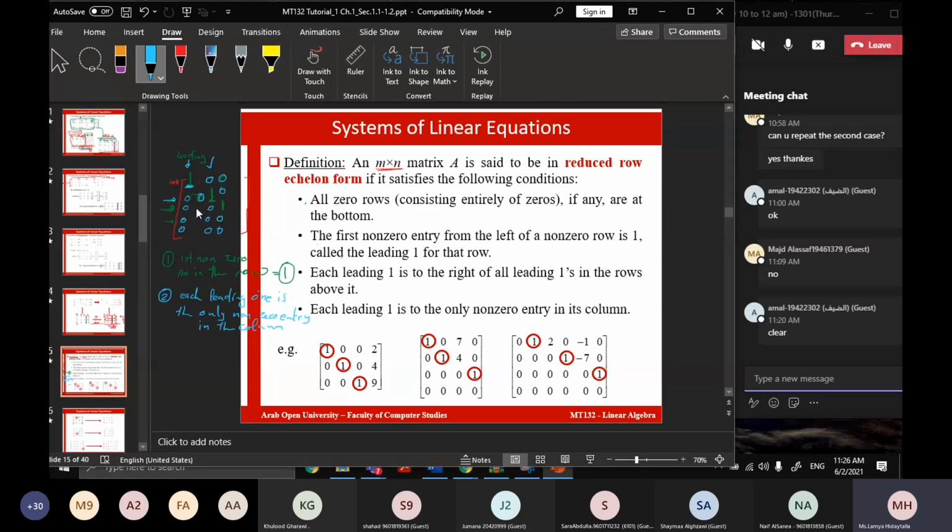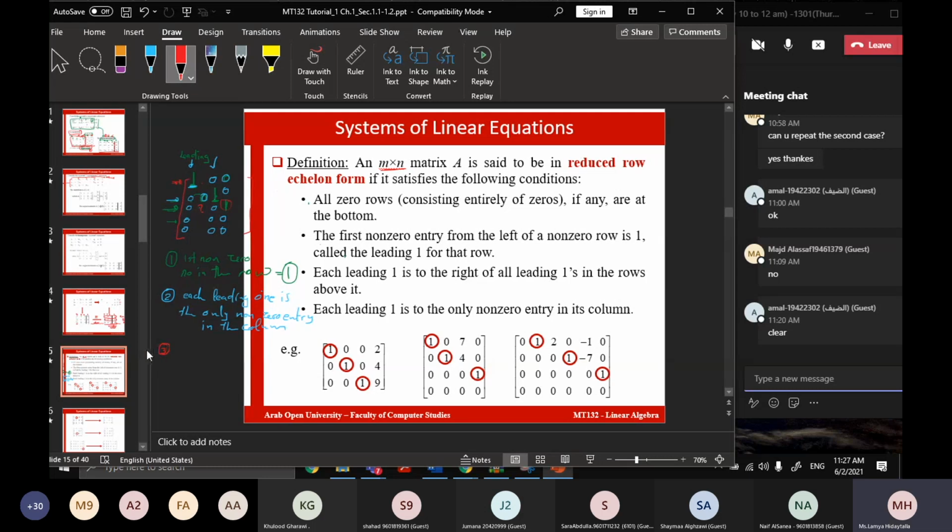طيب. Can I have the one here? Now the question, can I have the one here? Not there? Not after? No. Why? Because there is a third condition. What is the third condition? The third condition is that every leading one should be to the right of the previous. يعني ده يكون يمين ده. And then this one to the right of all the previous. طيب يعني لازم يكون في يمين كل.